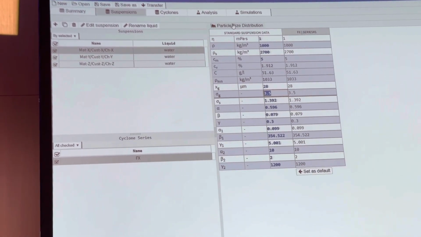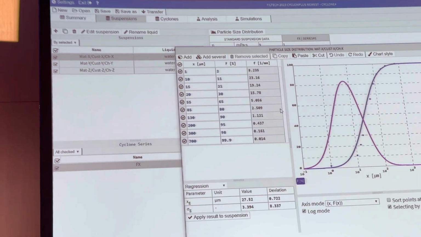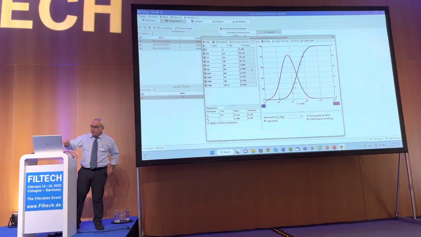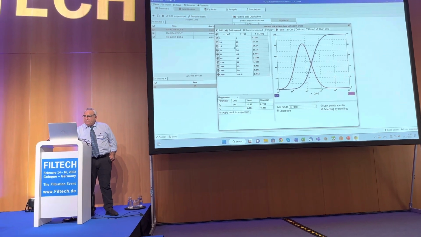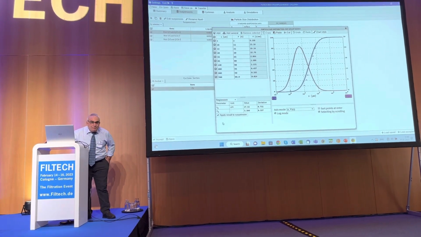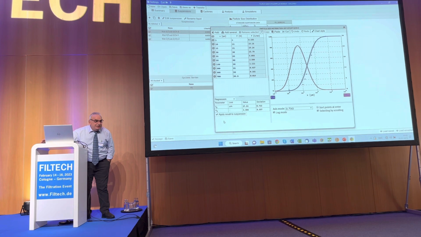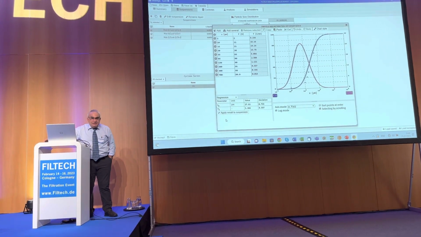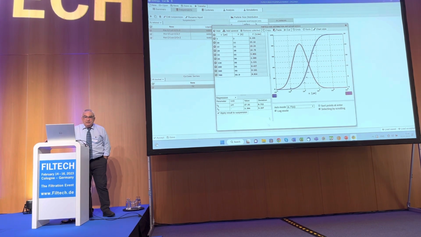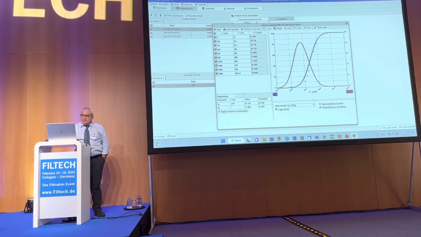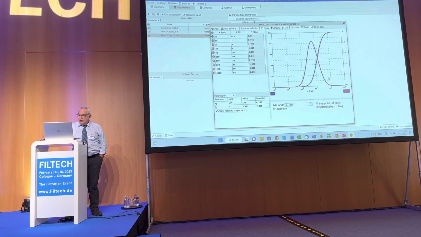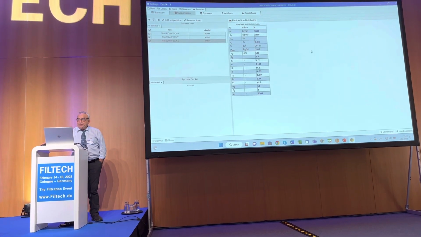You can see the particle size distribution also here. That means you measure the particle size distribution, you enter here your X and F, and automatically the program calculates your XG and sigma G. That means the mean and the standard deviation. And you can save any suspension here. It's another suspension. That is another suspension. That is the suspension database.